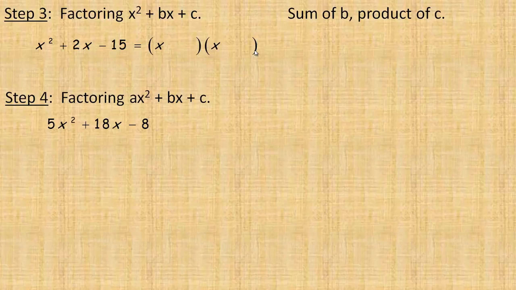And so we're going to factor this, we're trying to find two binomials that this will factor into, that if we expanded this we would get x squared plus 2x minus 15. So the sum is 2, the product is negative 15.